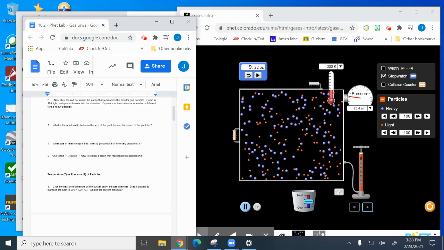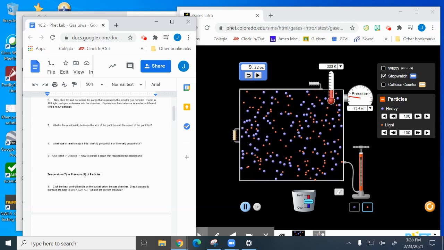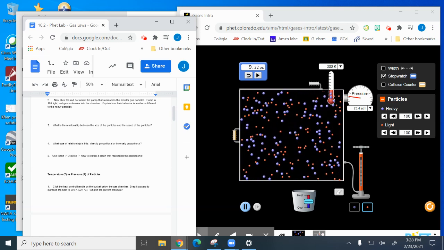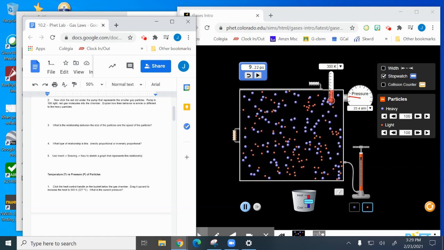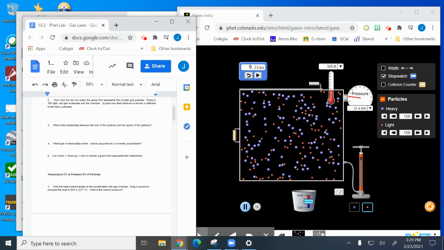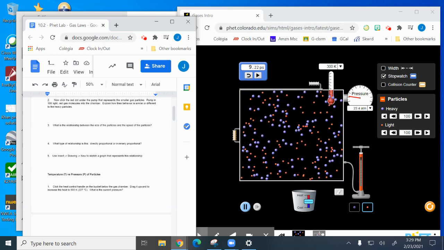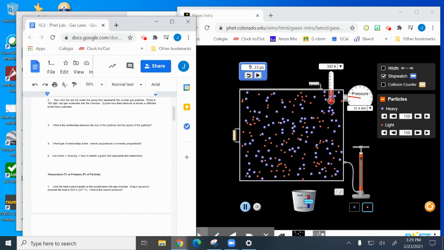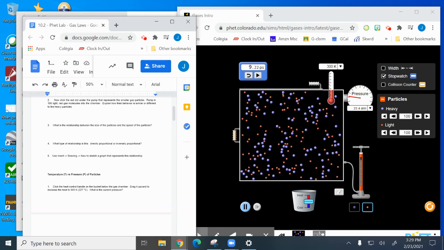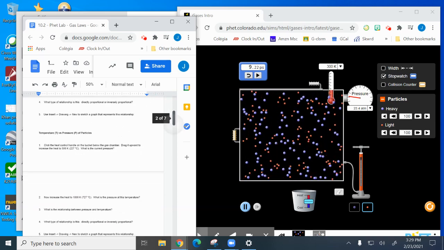What is the relationship between the size of the particles and speed? So the smaller particles are faster. What type of relationship is this? Directly proportional or inversely proportional? Well, as the size gets bigger, the speed gets smaller. So that's inversely proportional, because as one measurement goes up, the other goes down. As the particle gets bigger, the speed gets smaller. So that's inversely proportional, and you could sketch that there if you want to.